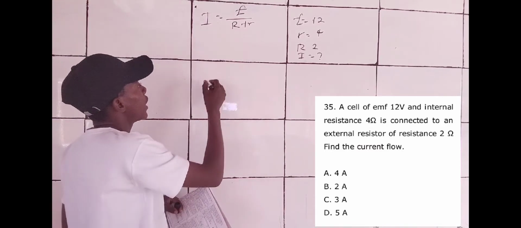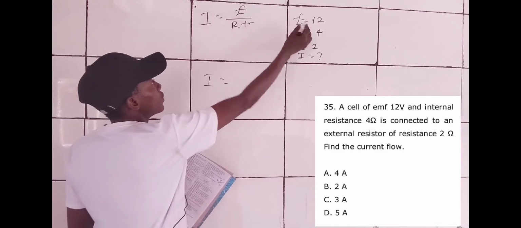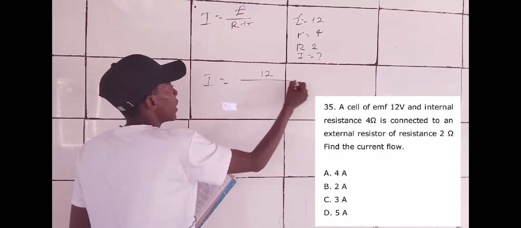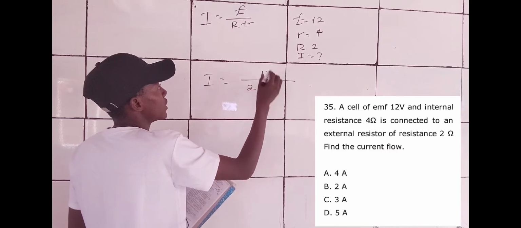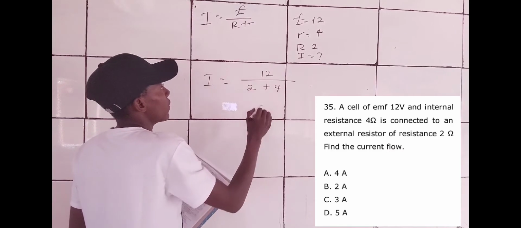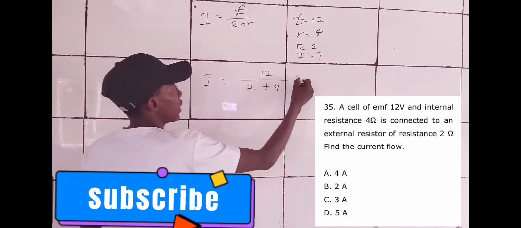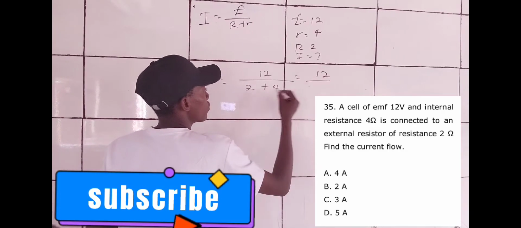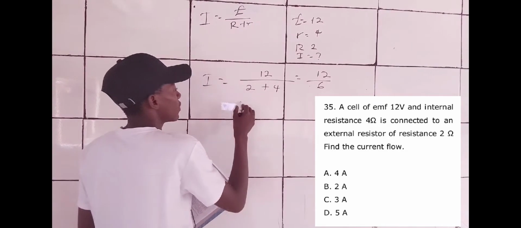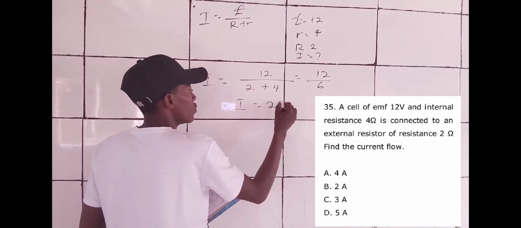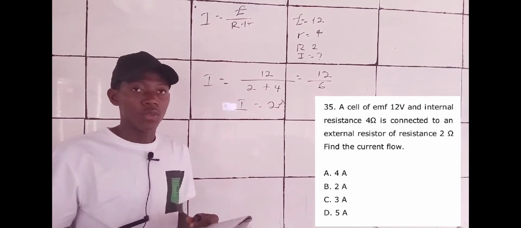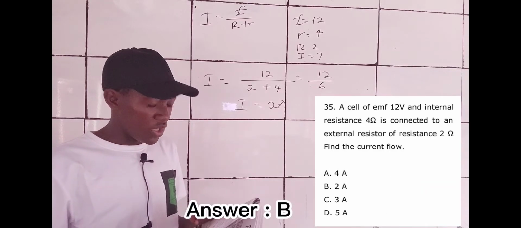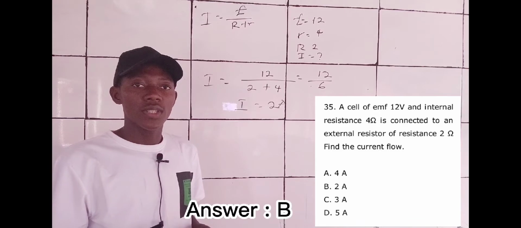Now I is equal to E, which is 12, divided by the external resistance, which is 2, plus the internal resistance, which is 4. So I have 12 divided by 2 plus 4, which is 6, and 12 divided by 6, the current is equal to 2 amps, which corresponds to option B. Option B is the final answer. I hope this answers the question.